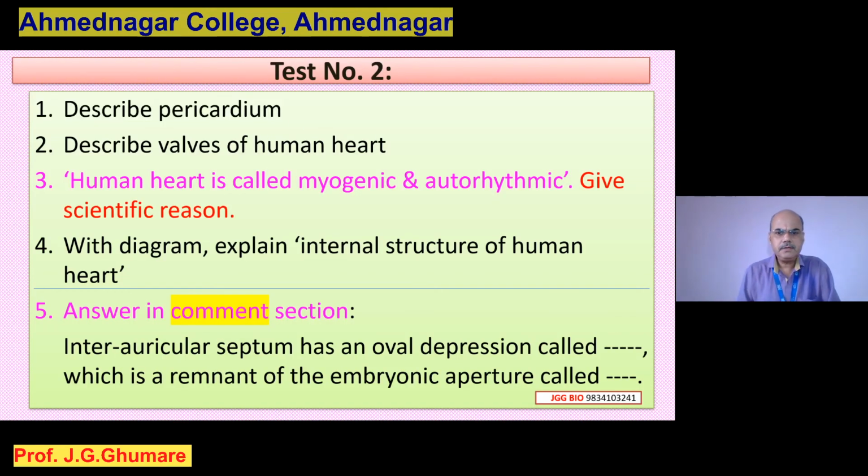A test I am giving again that you can read and you can answer the question. Say for example, a multiple choice question that I am giving. Interauricular septal oval depression is called a dash, and a remnant of the embryonic aperture is called a dash. You can answer in the comment section. That's it. This is something about today's topic.